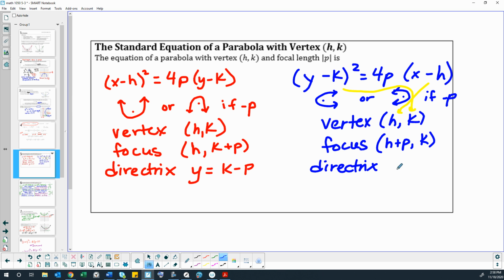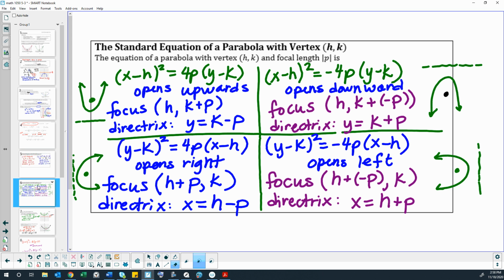The directrix is now going to be a vertical line, so it's going to be x equals the h value minus the p. So if p is positive, it's subtracting, and if p is negative, it's subtracting a negative p, which will have the effect of adding p, which moves that over to the right, like that, right? Something like that.